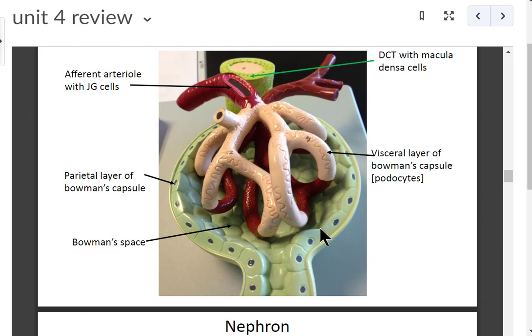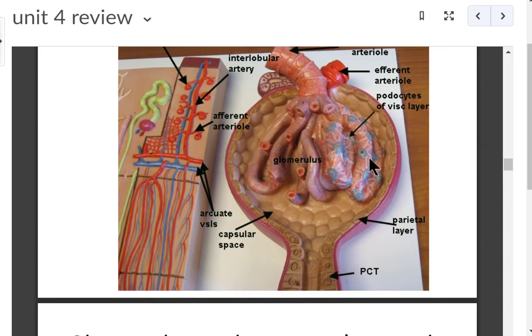And here, when we look at the Bowman's capsule, you can see it's cup shaped. So here's the cup, the outer layer of the cup, which is the parietal layer, and this is the inner layer of the cup, which will be the visceral layer. But the visceral layer will go over each of these capillaries like this. And it's got a name. They are called podocytes of the visceral layer.